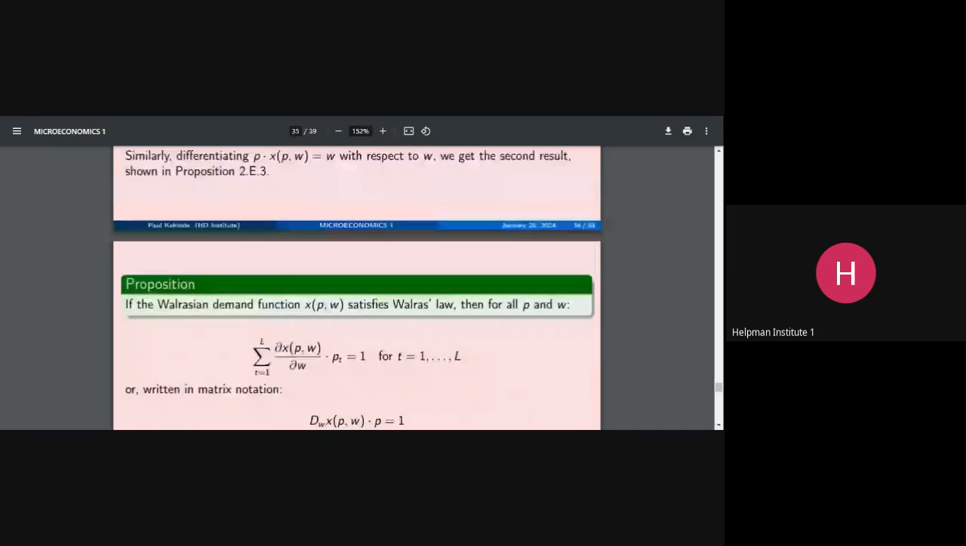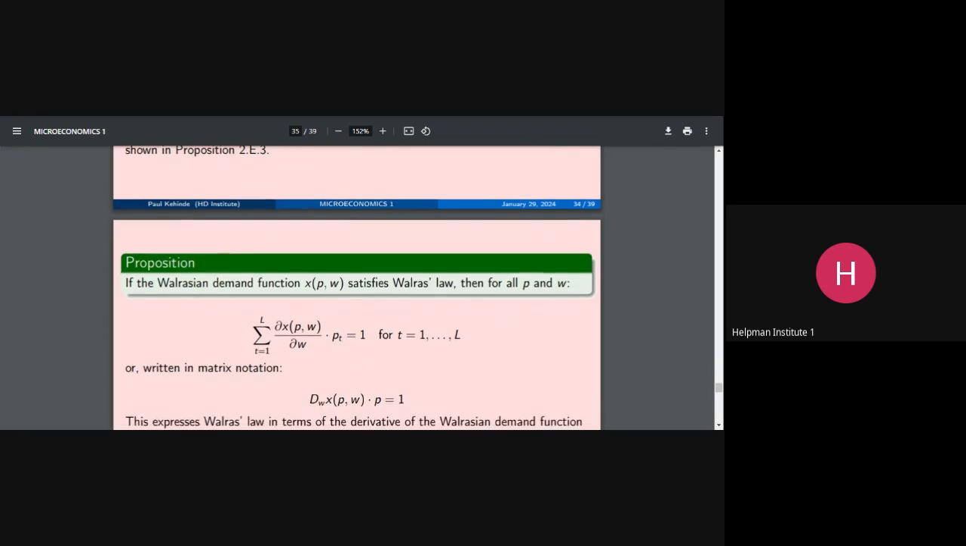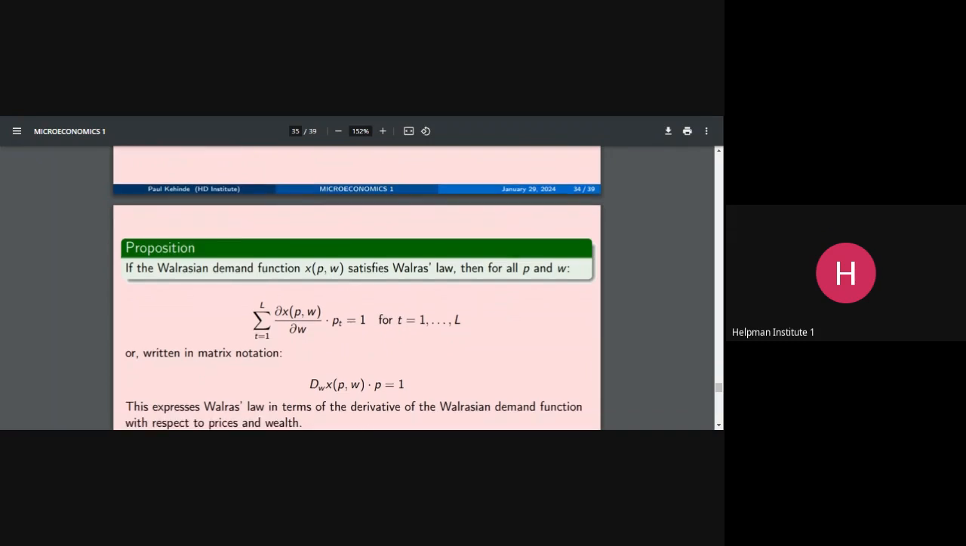We also have this that says if the Walrasian demand function satisfies Walras' law, then for all P and W that we can have access to, we can have this formula also existing. It's also based on calculus. So let me quickly share my screen on the proof. You have that one to prove. Let me prove this for you.